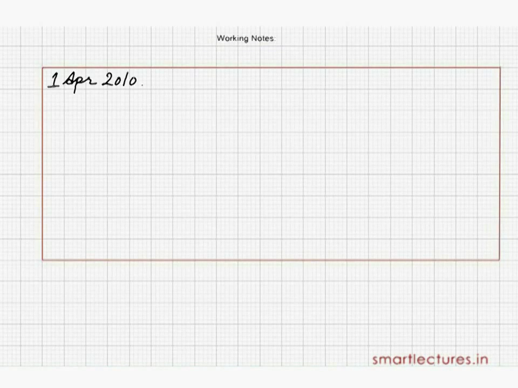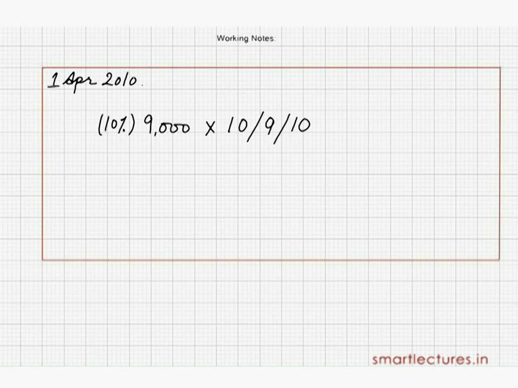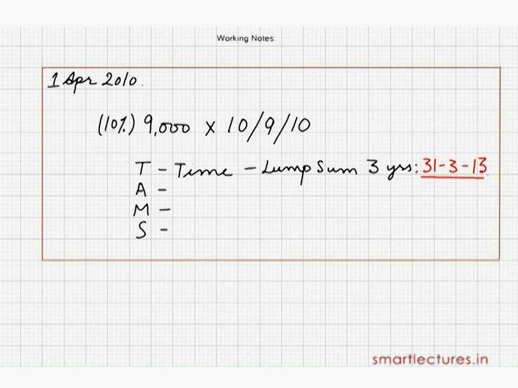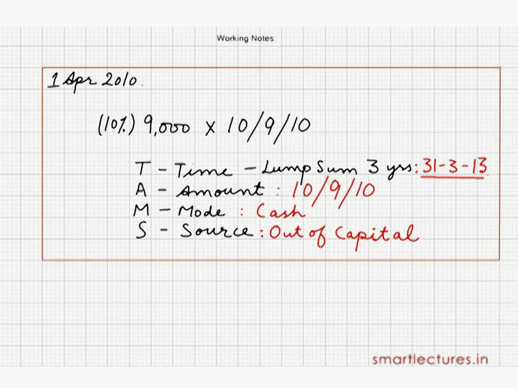On 1st April 2010, suppose a company issues 9,000 10% debentures of rupees 10 each, and these debentures are issued at rupees 9, redeemable at par. Let's look at the terms. Time is lump sum after 3 years. It means the company will redeem the debentures on 31st March 2013, and the amounts are 10/9/10. And the mode is cash, and the source is out of capital.